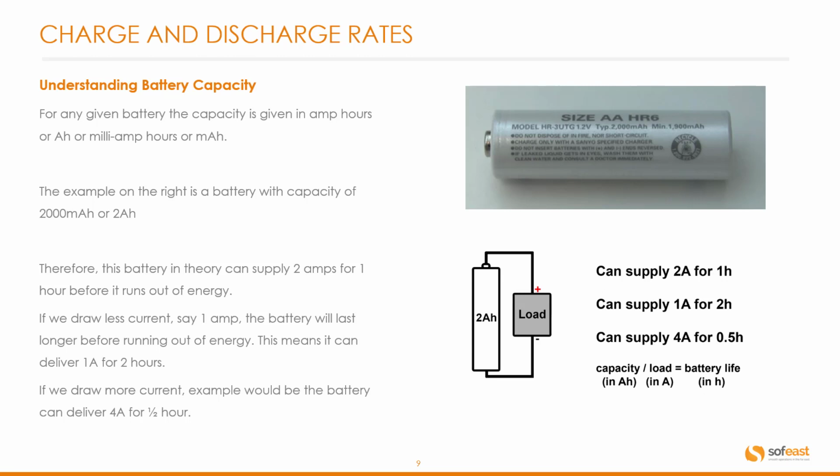If we draw less current, say 1 amp, the battery will last longer before running out of energy. This means it can deliver 1 amp for 2 hours. If we draw more current, for example, the battery can deliver 4 amps for half an hour. And you can see that shown on the right hand side here.